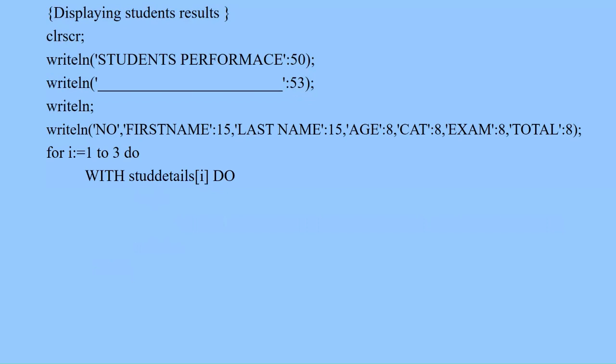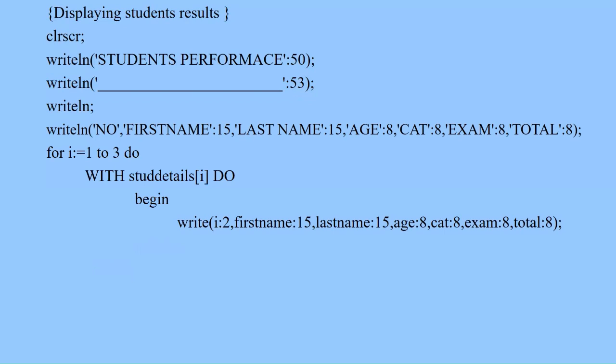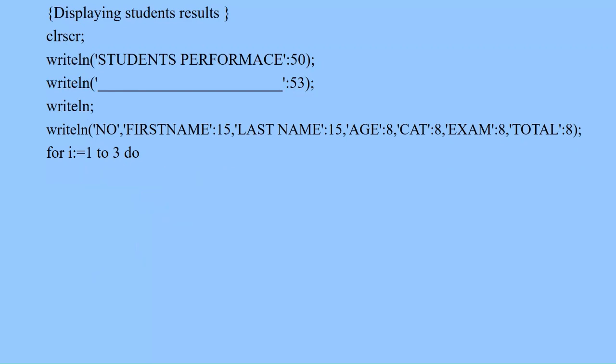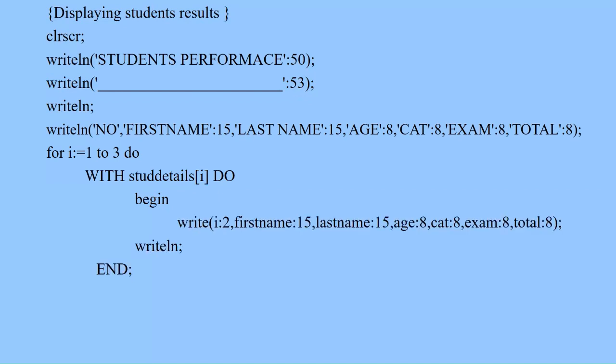So we say, with the student details 3, do. We read the content of members first name, last name, age, cat, exam, and total for the third student. And then we increment again with 1. So I becomes 4. Is 4 less than 3? No. So we terminate the loop. Iteration stops. We pause for the user to see the results, and we end the program.